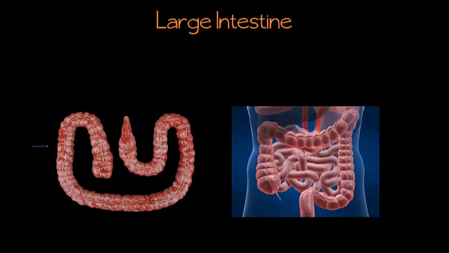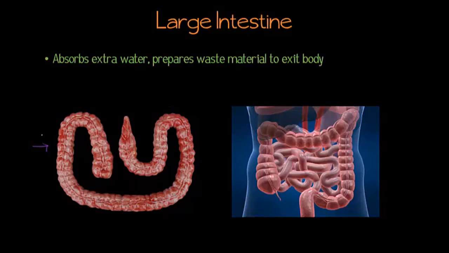And this is actually a real human large intestine right here. The job of the large intestine is to absorb extra liquid so that now you are left with a mostly solid material that the body needs to get rid of. And guys, that's your poop. The unusable material is going to pass out of the large intestine and into the rectum, where it gets expelled out of the body when you go to the bathroom.